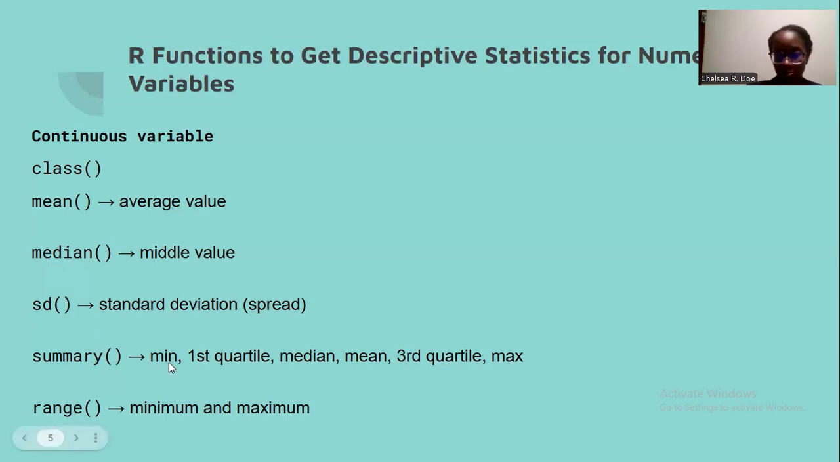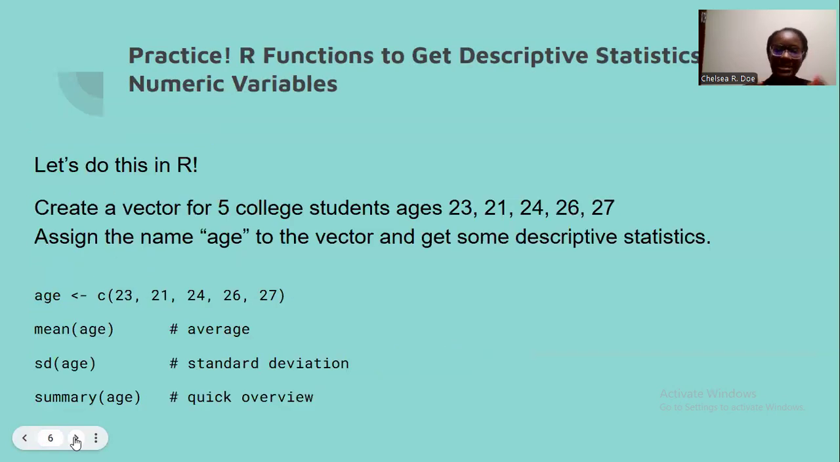So you have the minimum value and the maximum value. In the summary function output, you also see the mean and median, and then it gives you the IQR, that is the first quartile and the third quartile. And you can also use the range to give you the minimum and the maximum. So let's apply this in R.